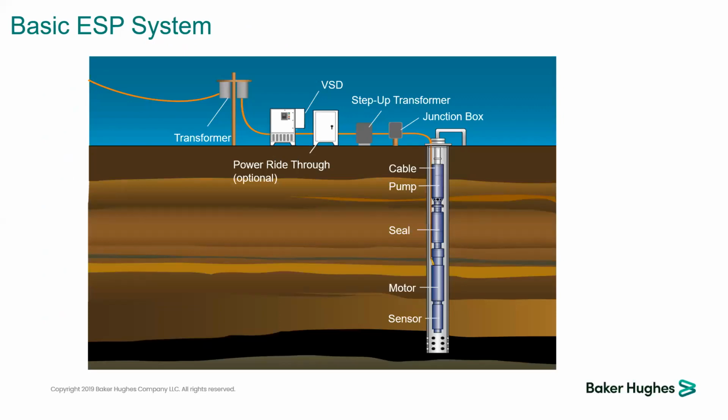On that schematic, these are the main components of the ESP system. We will go from the bottom up. Starting from the bottom, you have your downhole sensor, then the motor, then you have your seal, and the pump is connected to the intake, and the power cable goes up to the surface. You have the junction box, transformer, and power and VSD. And depending on the application, you might have another transformer or not, based on the existing power source.